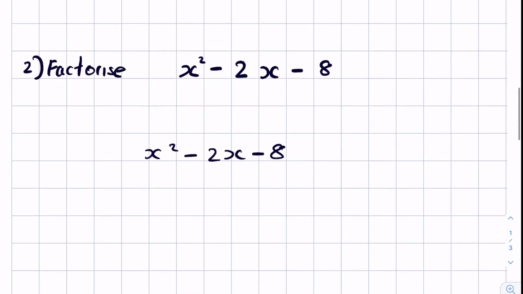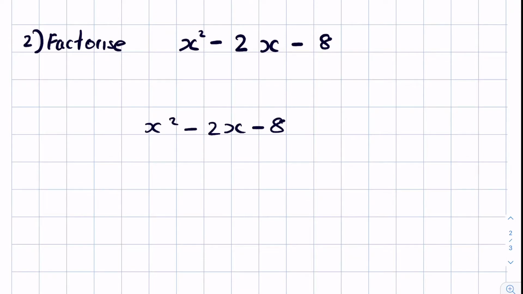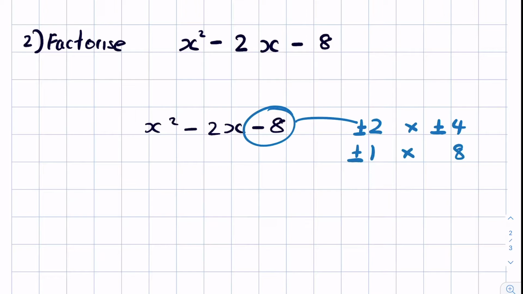Let's try another example. In the same way, the first thing we're going to look at are the products of negative 8. So we have 2 times 4, or we can have 1 times 8. And each of them could be plus or minus because the combination of them creates negative 8. Now let's think about which of them add up to negative 2. Well, 1 and 8 can't be it, so it's going to have to be 2 and 4.